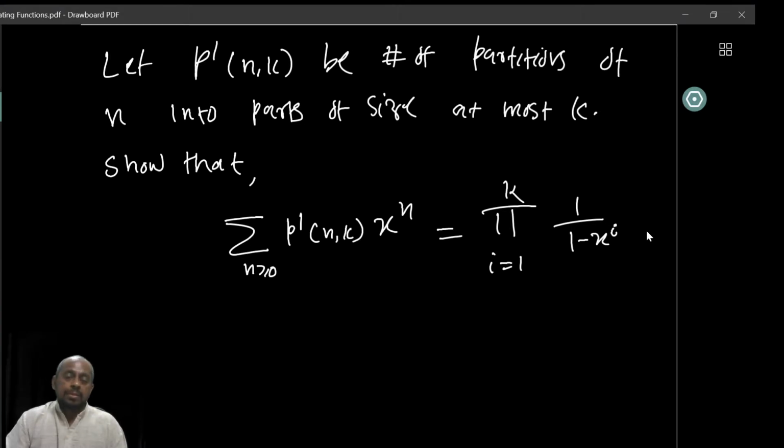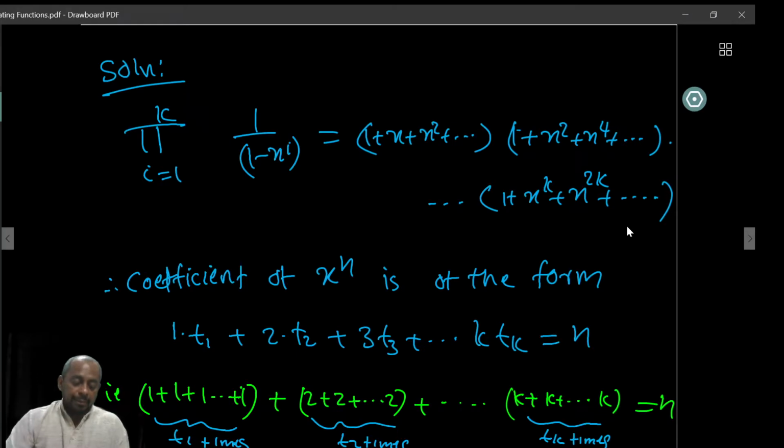So how do you show this? Okay. So maybe you should think about this for a few minutes and then see what you can come up with. Now, what we are going to do is basically try to expand the right side product as a product of series, right? Expand the series and take the product and see what happens, and then see a one-to-one correspondence and show that. So this is what we are going to do here.